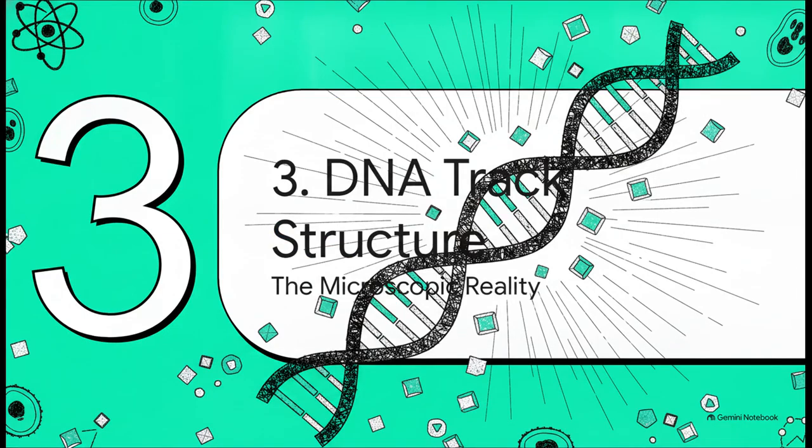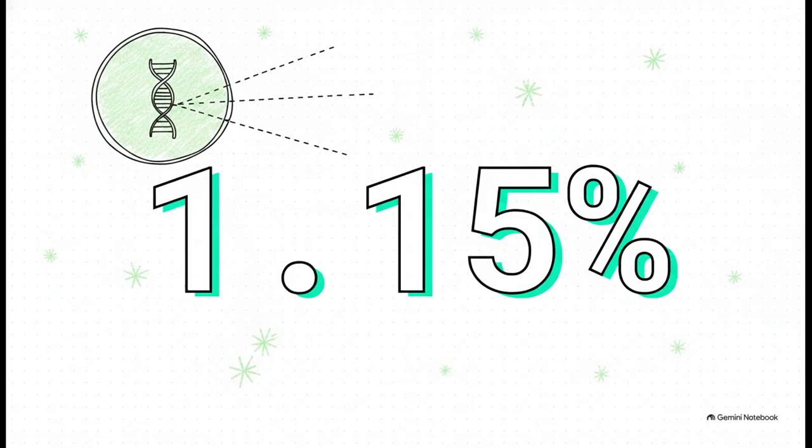Section 3. Track structure and DNA, the microscopic reality. If we're throwing out the bag of water, what should we be looking at? Well, DNA, of course. And the text emphasizes a truly surprising metric here. DNA makes up only 1.15% of a cell's mass. This is a crucial number.